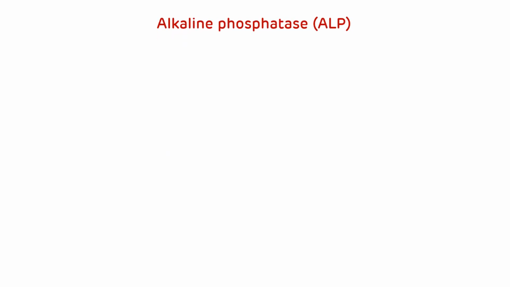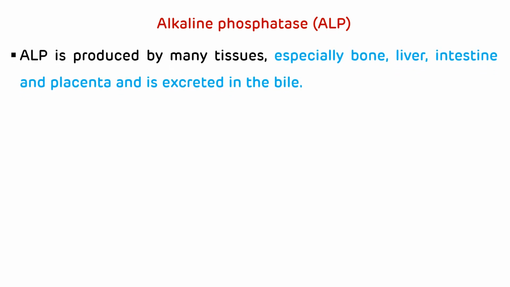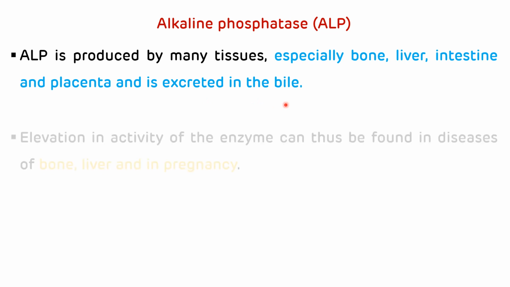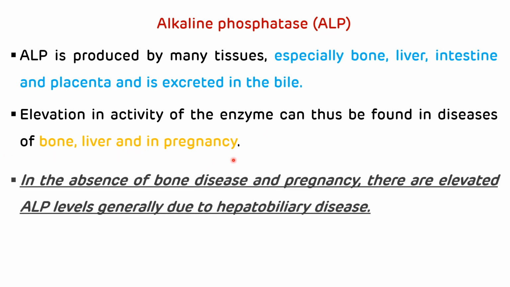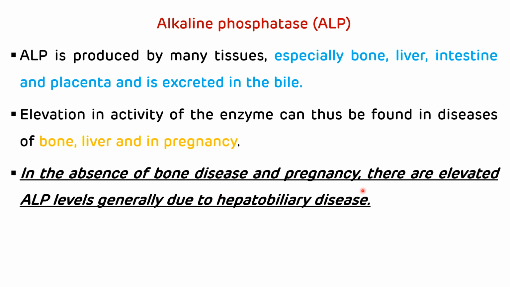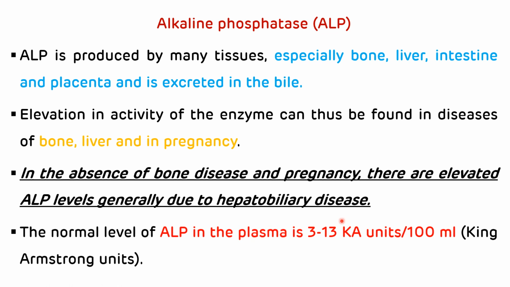The second enzyme is alkaline phosphatase. Alkaline phosphatase is produced by many tissues, especially bone, liver, intestine, and placenta, and it is excreted in bile. Elevation in the activity of ALP can be found in various diseases of bone, liver, and in pregnancy. So in the absence of bone disease and pregnancy, an increased level of ALP is generally due to hepatobiliary disease. The normal level of ALP in plasma is 3 to 13 KA units per 100 ml. KA stands for King-Armstrong unit.